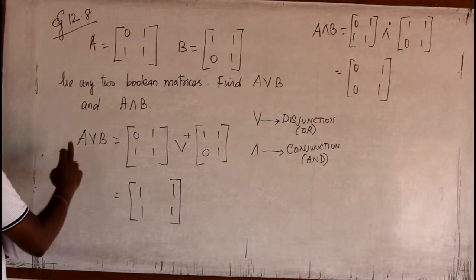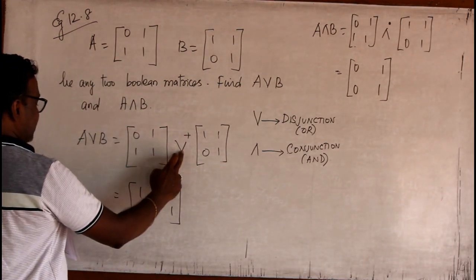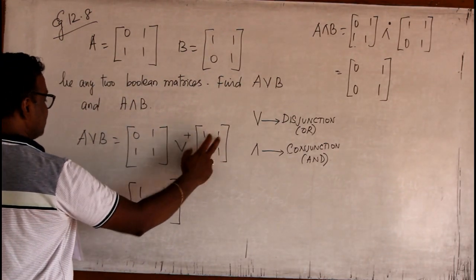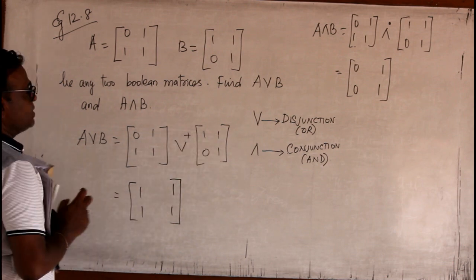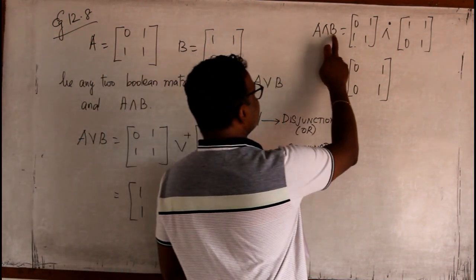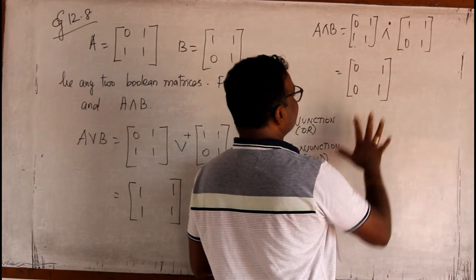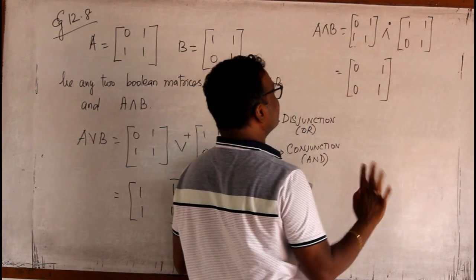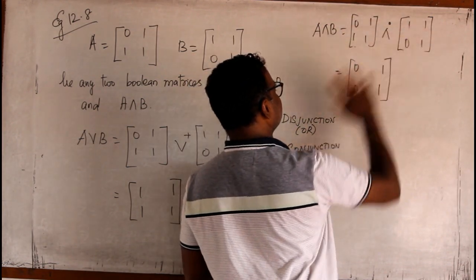Once again, A or B means I have to add, and in addition 1 plus 1 will give you 1 only. Similarly, A and B means you must multiply. Here the multiplication means it is not row and column multiplication, just the position multiplication. That's all.